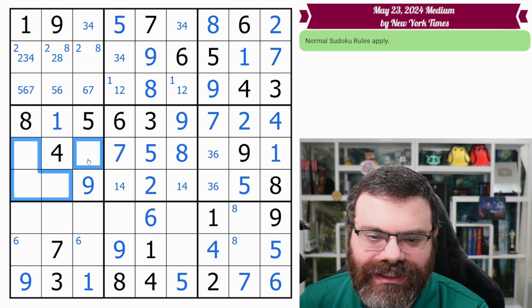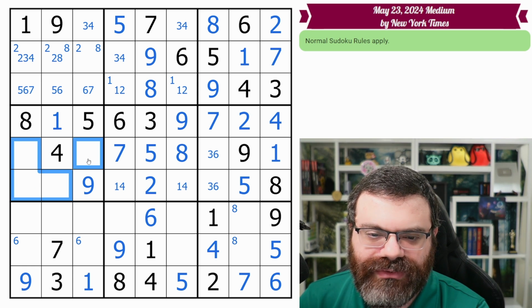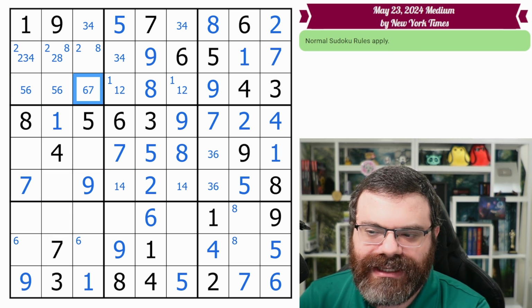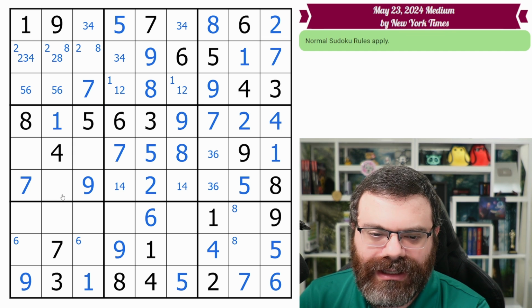All right, what does this box need? We need a 2, 3, 6, and 7. So we know the 7 can only be here because of these 7s looking in. That places the 7 here as well. And what were the last digits? This is 3, 6 only.